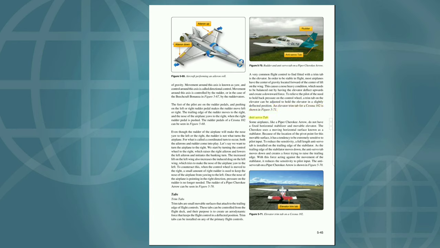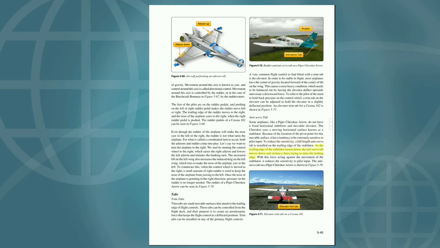Anti-servo tab. Some airplanes, like a Piper Cherokee Aero, do not have a fixed horizontal stabilizer and movable elevator. The Cherokee uses a moving horizontal surface known as a stabilator. Because of the location of the pivot point for this movable surface, it has a tendency to be extremely sensitive to pilot input. To reduce the sensitivity, a full-length anti-servo tab is installed on the trailing edge of the stabilator.